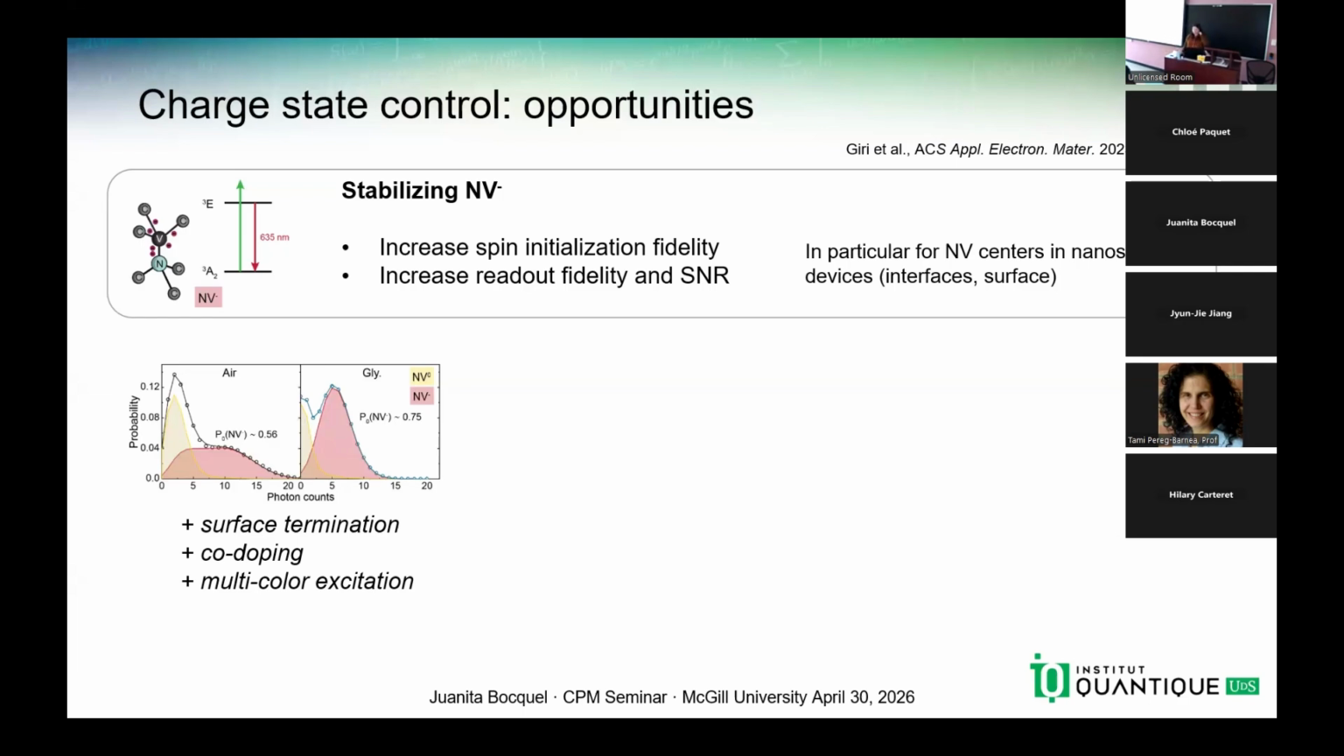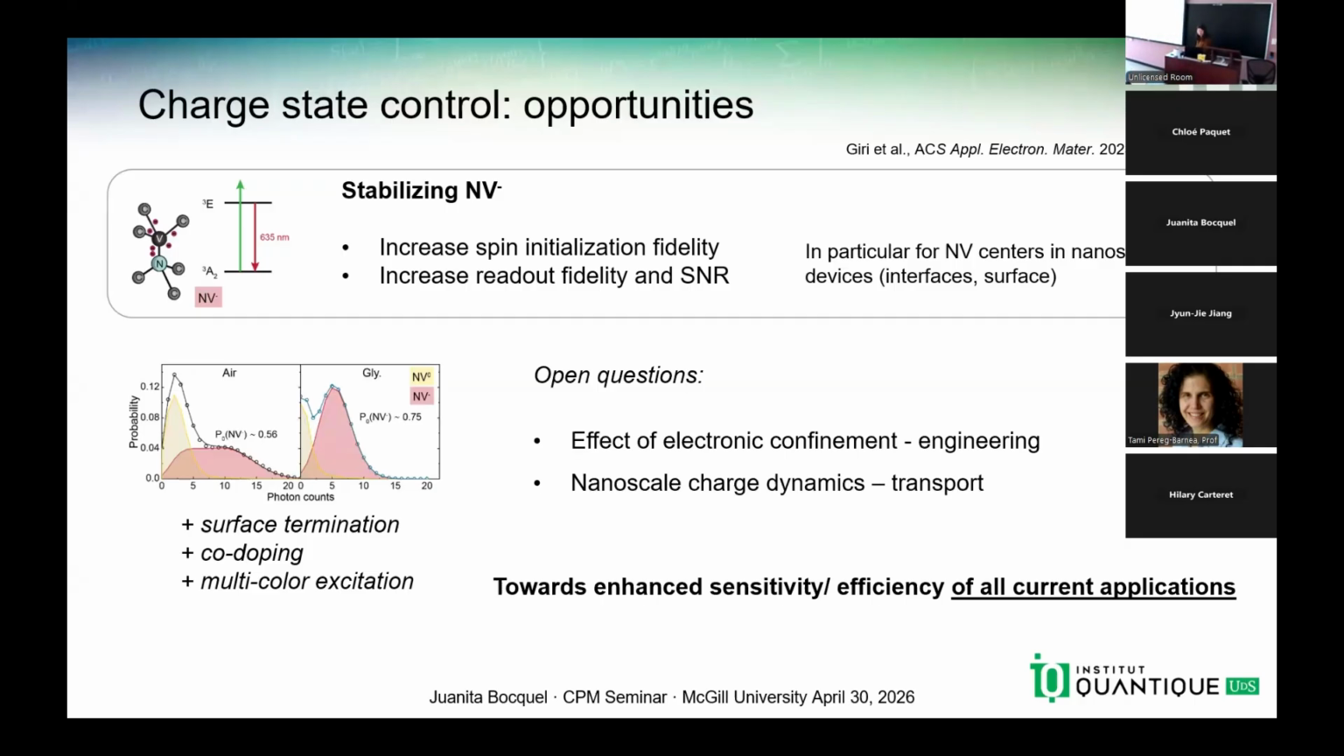It involves getting control over the surface, co-doping, so changing Fermi levels in the environment, or acting on the optics to either induce or prevent a certain type of ionization.